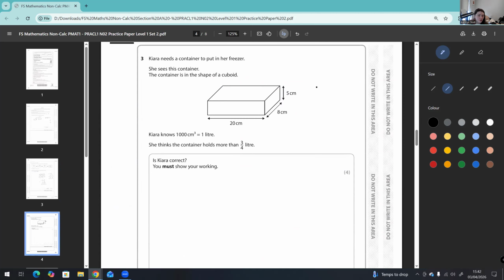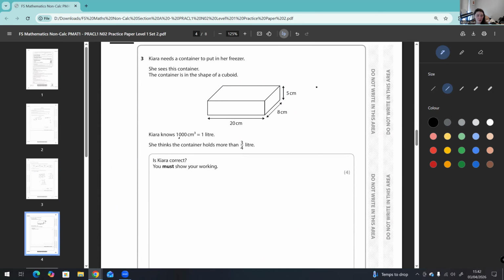We need a container to put in the freezer. She sees the container. The container is the shape of a cuboid. It's 20 centimeters across, 8 centimeters width, 5 centimeters tall. We know that 1,000 cubic centimeters is 1 litre. Does the container hold more than 3/4 of a litre?